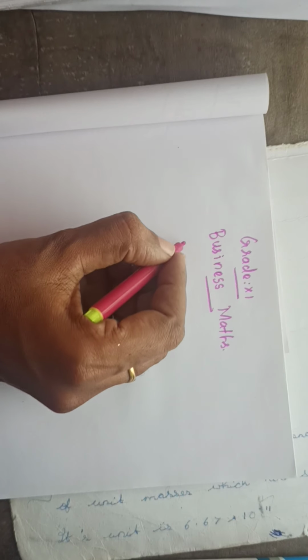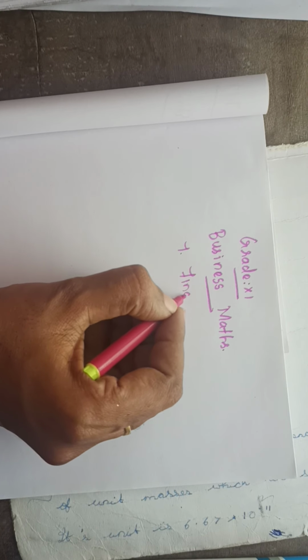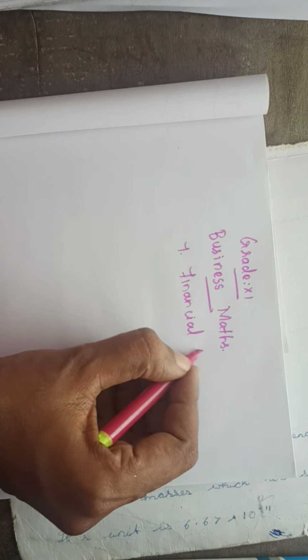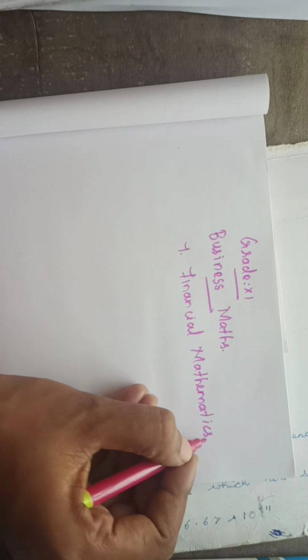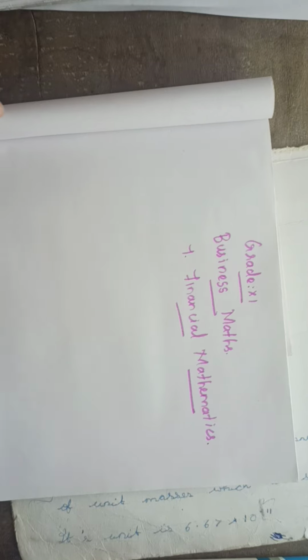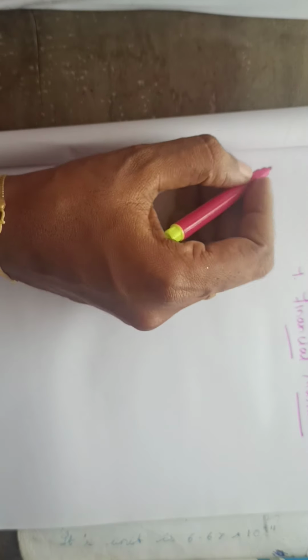So, we are learning our 7th chapter, financial mathematics. Two classes already we have learned some formulas as well as some problems. So, we are going to continue the remaining examples.